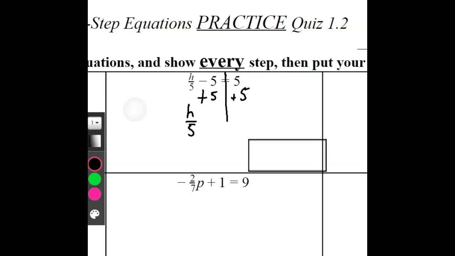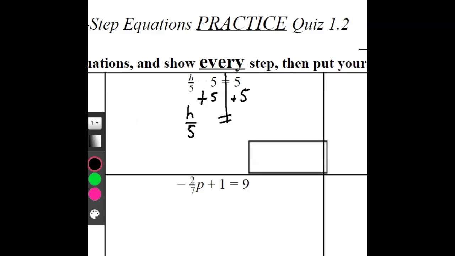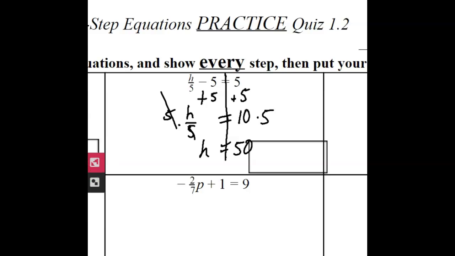And when I simplify, that gives me h divided by 5 equals 10. Okay, and then after that, I'm going to multiply both sides by 5. And we'll extend this line down. Because this is a division problem, so we get rid of division by doing multiplication. So those 5s are going to cancel. 10 times 5, h equals 50. Okay. So let me erase that one out.